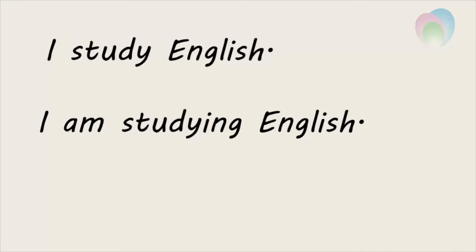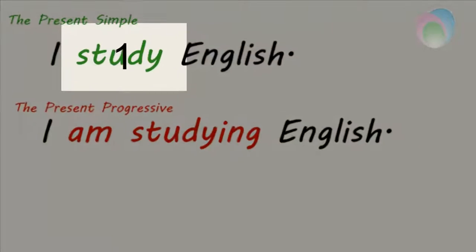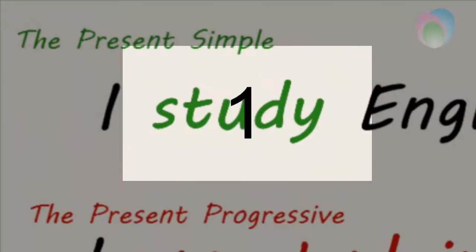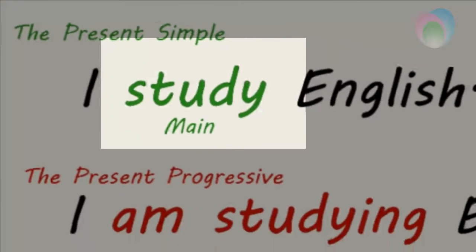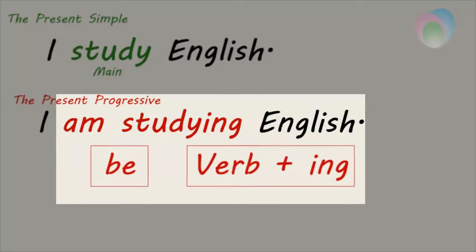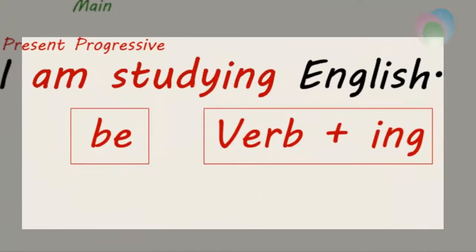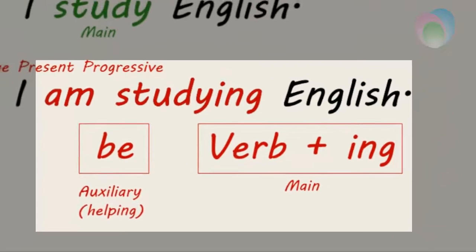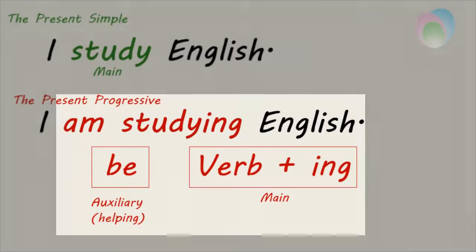In the present simple, there is no auxiliary verb. There is only one verb, and that one verb is the main verb. In the present progressive, the verb is made of two parts. The be part, that is the auxiliary verb, and the main part of the verb that ends in ing. When a verb has an auxiliary part, this auxiliary verb is used in making questions, negatives, and short answers.